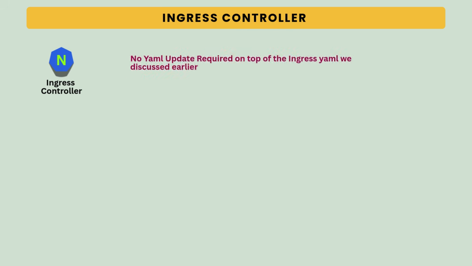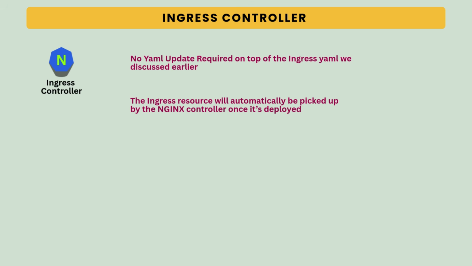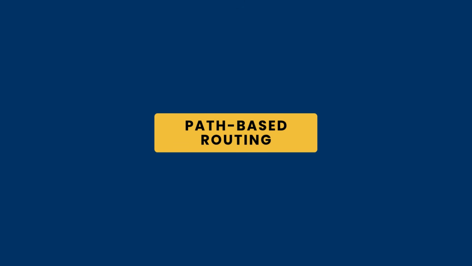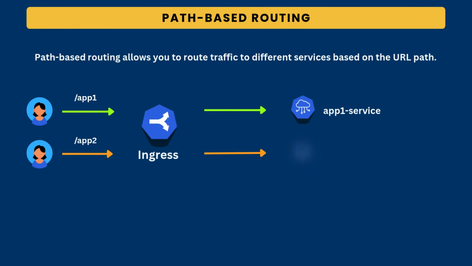For this topic, we don't need to change anything in the YAML that we discussed earlier. The Ingress resource will automatically be picked by the NGINX controller once it's deployed. So to summarize it, Ingress is like the rules and NGINX Ingress controller is the engine that makes the rule work. Now the next topic that we have is path-based routing.